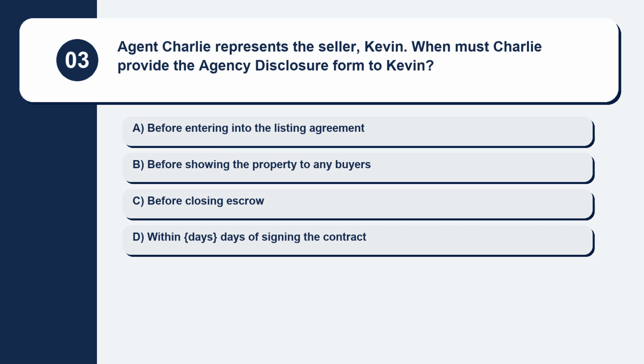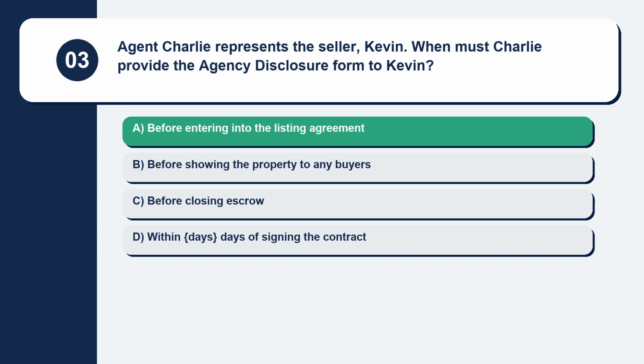Question 3. Agent Charlie represents the seller, Kevin. When must Charlie provide the agency disclosure form to Kevin? Here are your options. Option A, before entering into the listing agreement. Option B, before showing the property to any buyers. Option C, before closing escrow. Option D, within days of signing the contract. The correct answer is option A, before entering into the listing agreement.